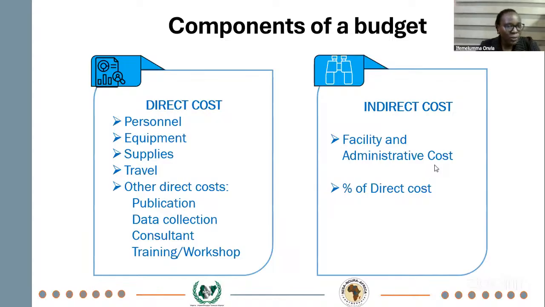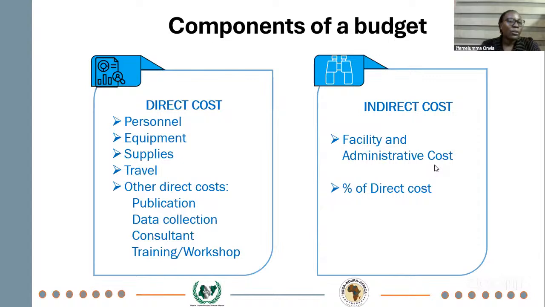Then we have our travel costs. I've mentioned this before. Make sure that the travel cost is for travel that is directly related to this project. This travel is happening because of this project. Then we have other direct costs like publication, data collection costs, consultants. There are situations where you would need some experts depending on the project. So the cost for hiring those consultants for their time comes here. Then we have trainings and workshops that come with projects. All these form our direct costs.